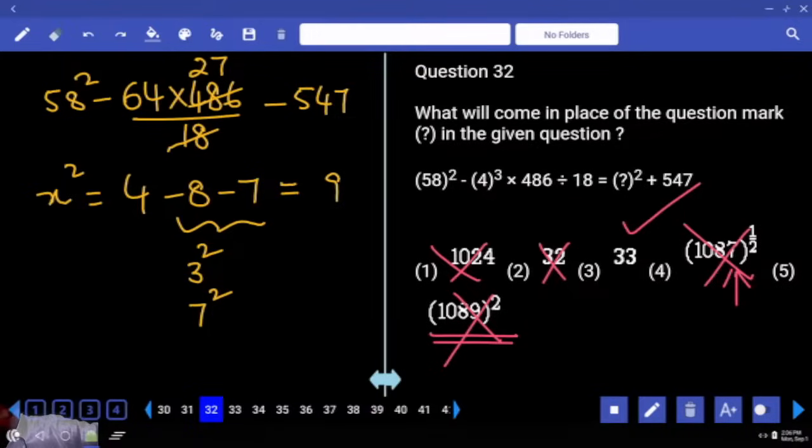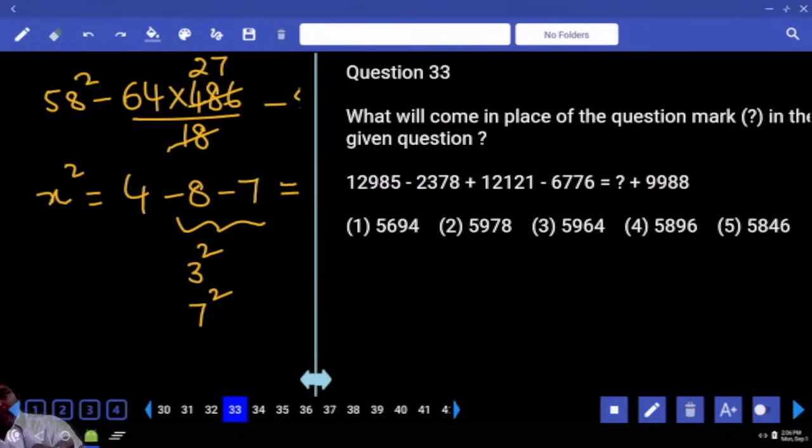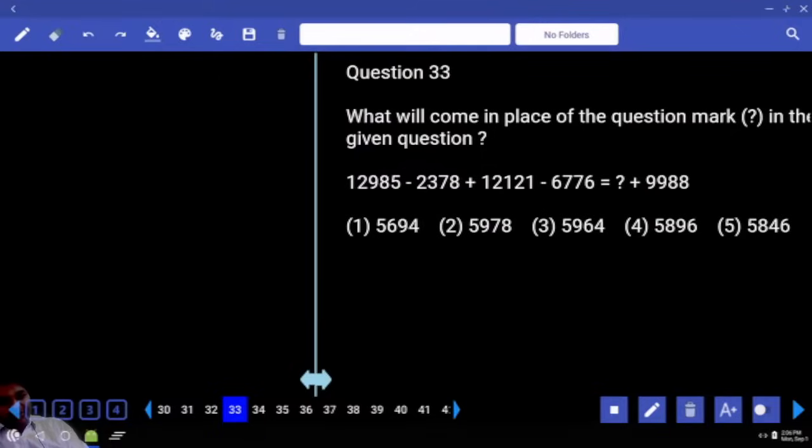Are you okay? Now, look at options first. Can we verify last digit verification? No, 2 options ending with 4. 2 options ending with 6. Can we verify? No. Last 2 digits?